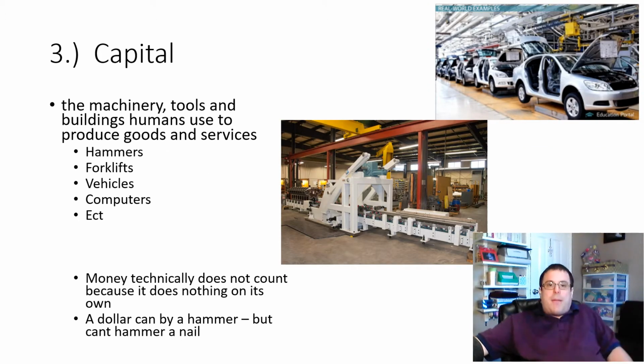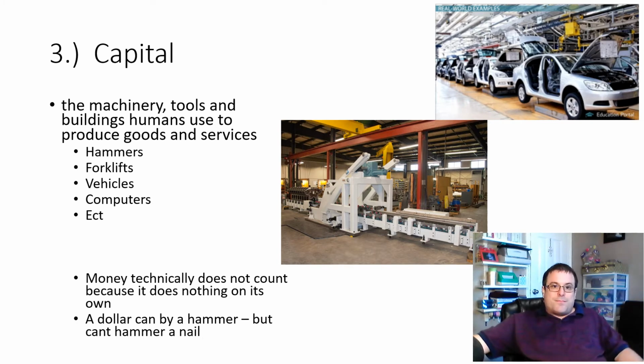And then you have your capital. When most people think of capital, they think in terms of money. Yes and no. Money is what we would call liquid capital. That's pretty much the capital you use to buy capital. And capital is any machinery, tools, buildings, anything that humans use to produce goods and services. So it can be a hammer, it can be a forklift, it can be a vehicle, it can be a computer, it can be a pencil, it can be anything.